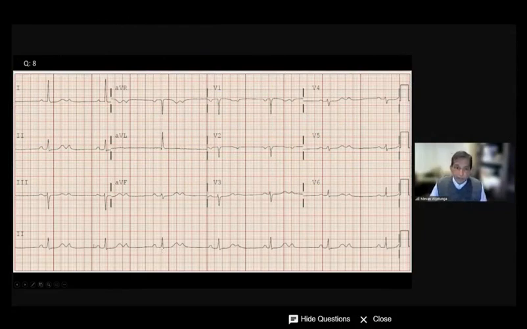You only see this P, P, P, P, but there is a pattern of beating, and one seems to be getting blocked. And she does it every now and then. So what do you think it is? You can give the answers, please. It's a 68-year-old woman with high blood pressure and dyslipidemia.